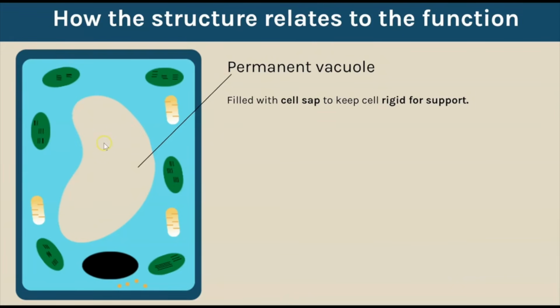The permanent vacuole is filled with cell sap, which is a liquid. That liquid helps to support the cell and make it really rigid. So you have that liquid in the center pushing outwards to make the cell really rigid.